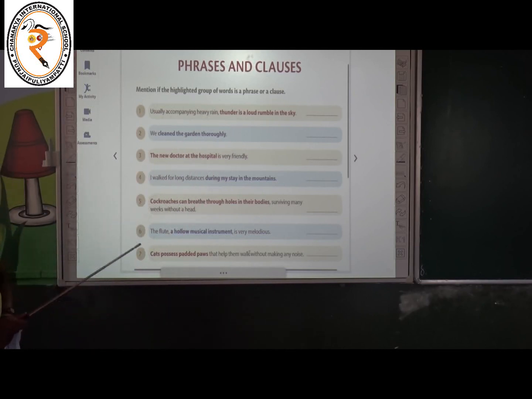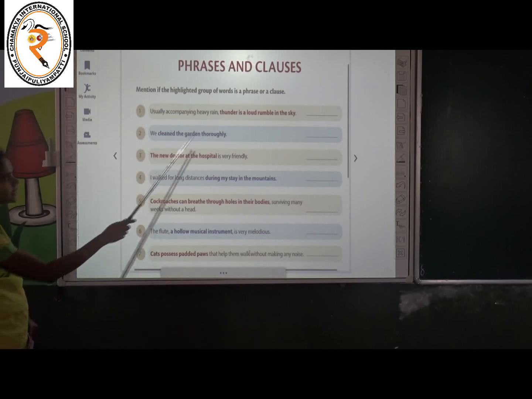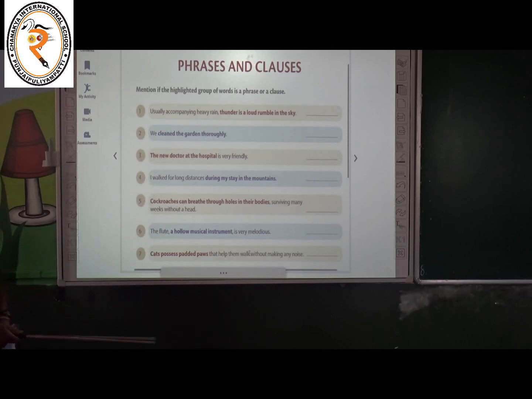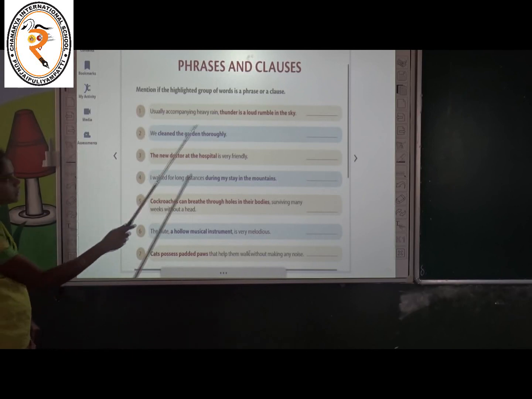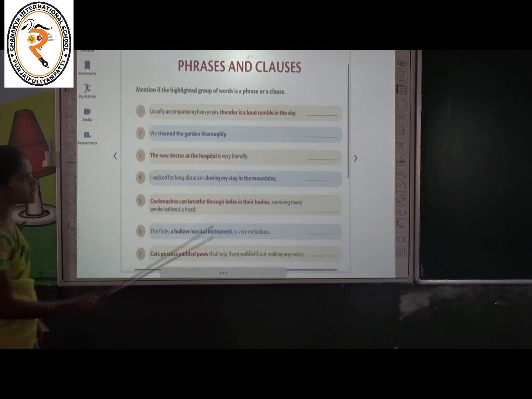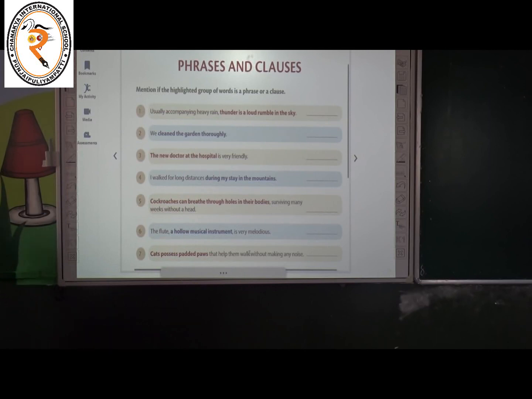Here we have to find which one is phrase and clause, that is, whether the highlighted sentence is a phrase or a clause. See the first one. Thunder is a loud rumble in the sky. So is it a phrase or a clause? It is a clause. Make a note of it. The first one is clause. And the second one.